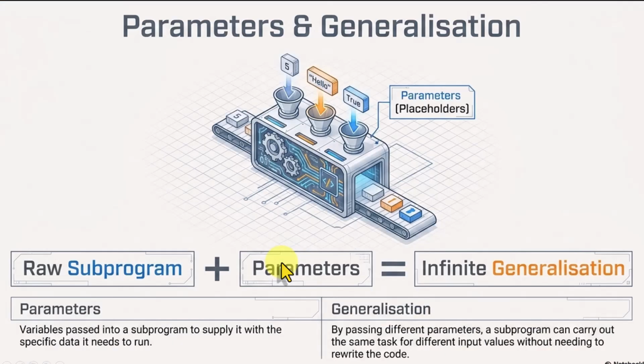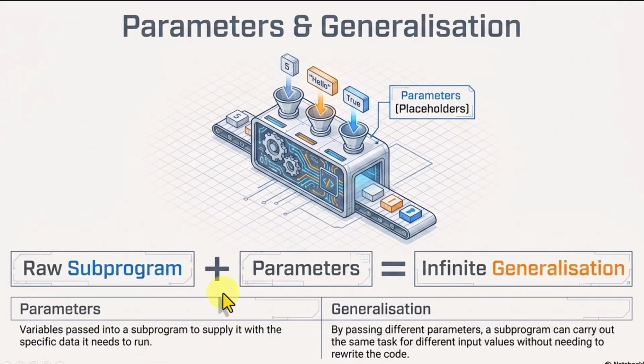See, parameters and generalization. You have coded something and you have introduced some parameters. What are parameters? For a subprogram, you define some variables, and when you want to use that subprogram in a function call, you give different values, and this subprogram will store those values inside these variables. So parameters are variables passed into a subprogram to supply it with the specific data it needs to run.